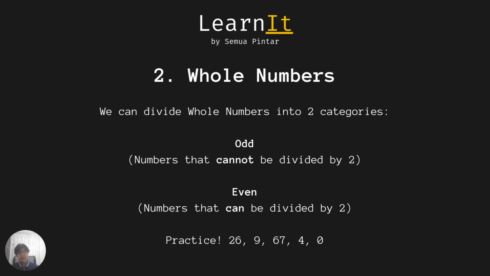4 is an even number, because if we divide 4 by 2, we get 2 with a remainder of 0, which is even. And finally, 0. When we divide 0 by 2, we get the number 0, with a remainder of 0. Because we have the remainder of 0, it is an even number. So 26 is even, 9 is odd, 67 is odd, 4 is even, and 0 is also even.